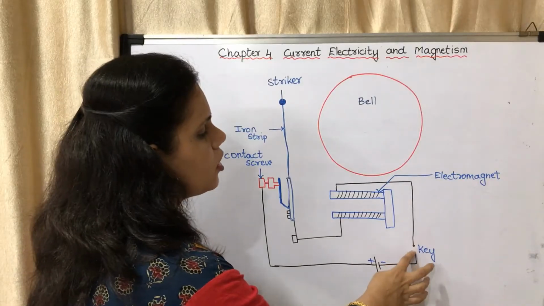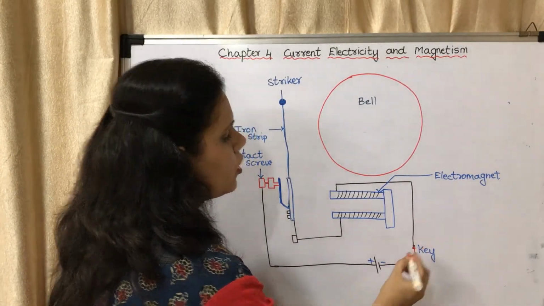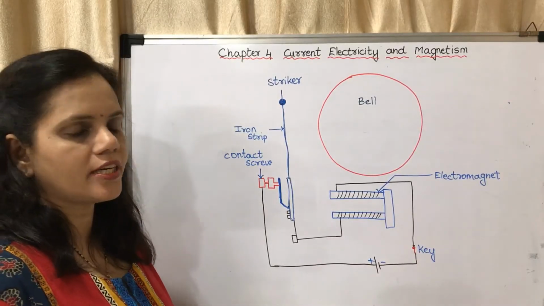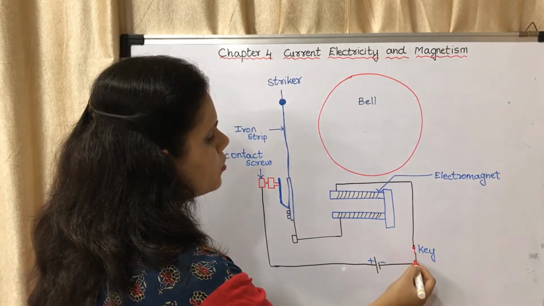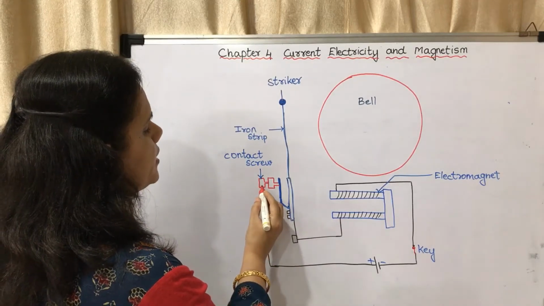When the key is on, it means when we are switching it on. When we are switching it on, the current will flow from positive to negative, from here till here.